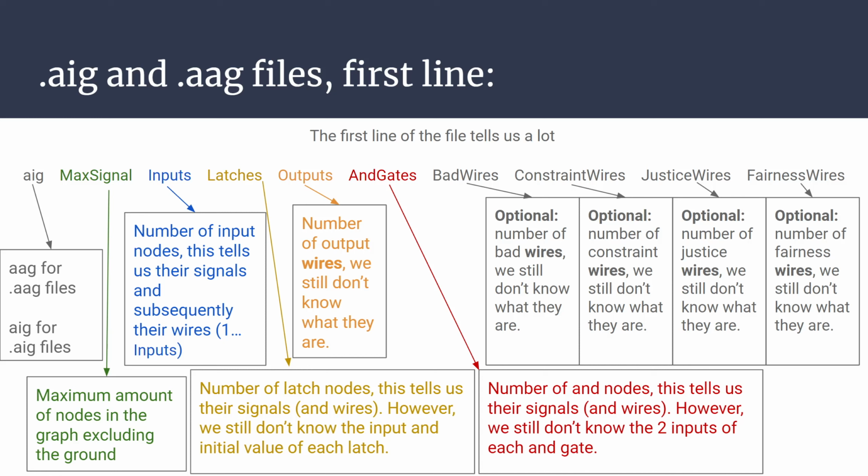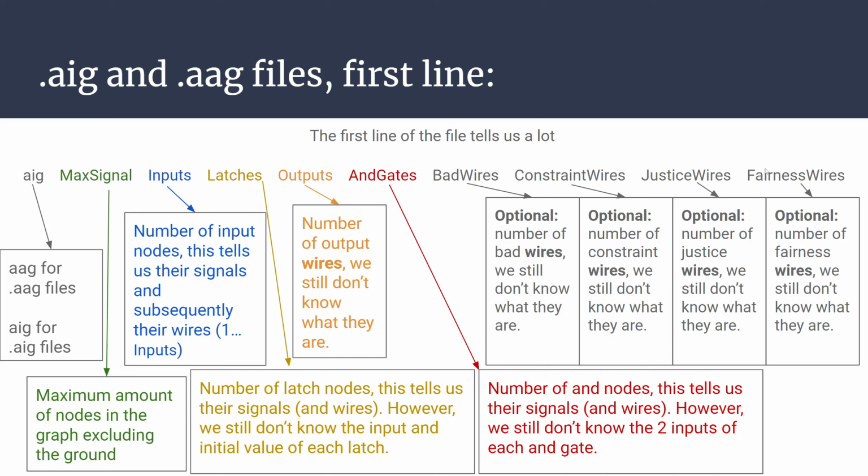And then these 4 numbers right here are optional, and they were added in version 1.9, and they basically add some features to distinguish between outputs that we want to make sure are never 1. So these are bad wires. They're wires that we don't want to have 1 on them ever. Constraint wires are wires that we want to always have 1 on them, and we don't want to consider situations where they do not have 1 on them. It makes sense when you're trying to model more complicated assertions.